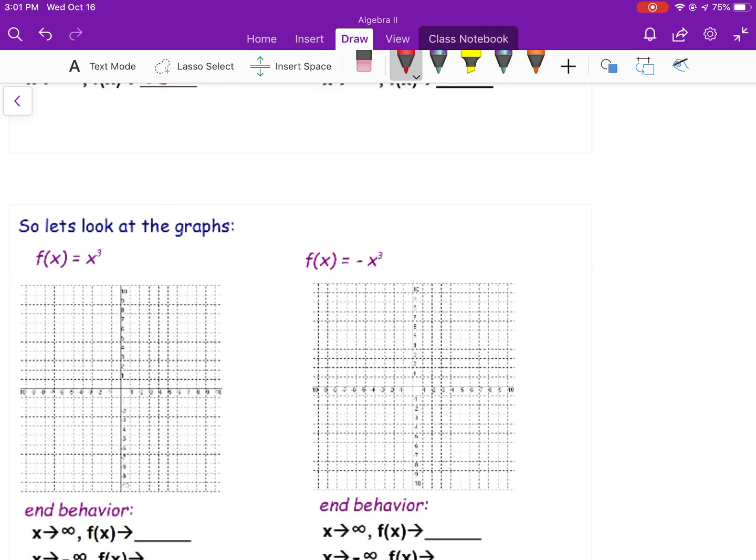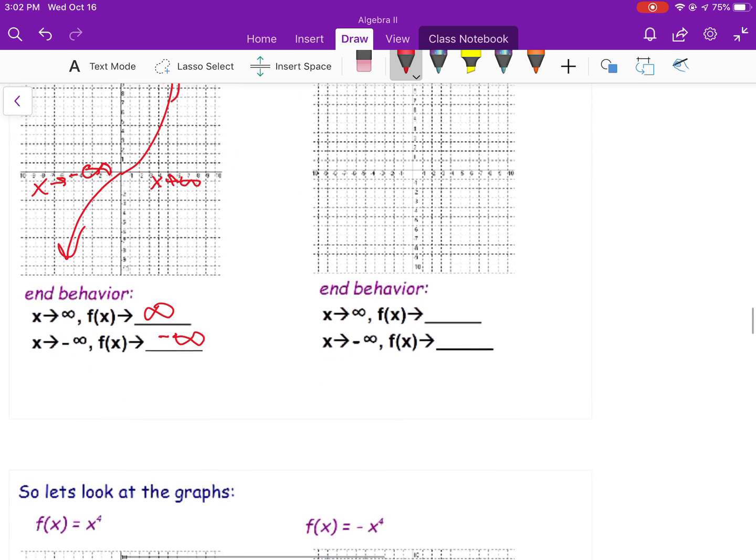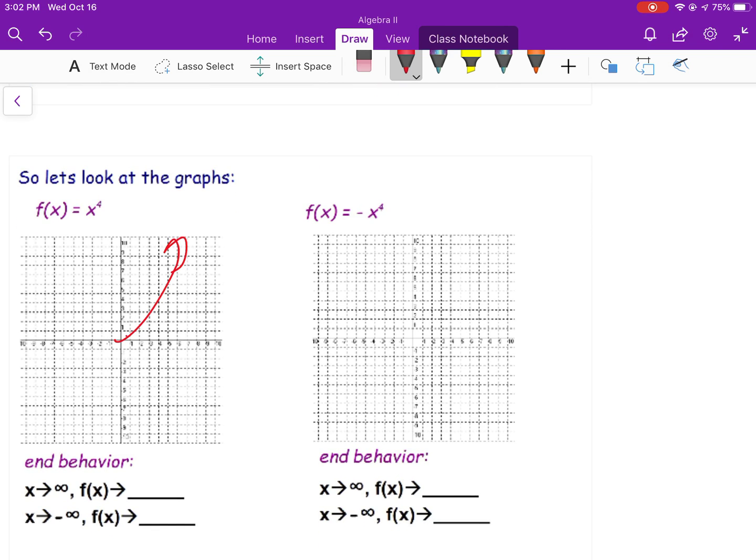Okay, x to the third. Here's a graph of x to the third real quick. Okay, so x is approaching infinity. So on the right side of the graph, it is going up. But this time on the left side of the graph, it is going down. X to the fourth. Both of them are going up, so infinity for both of them.